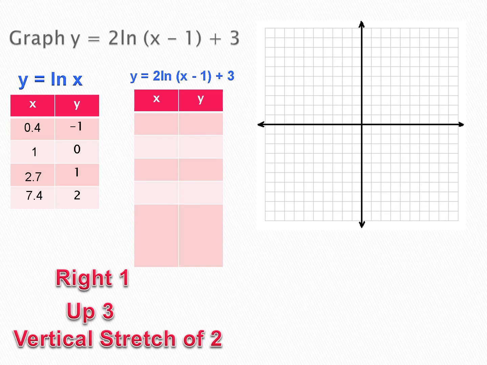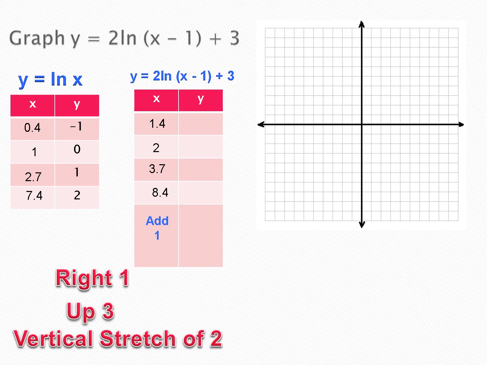Now we're going to do the transformation equation. So to go from old x's to new x's, I have to add 1, because remember, it's opposite day when it comes to the x's. So I'm going to add 1. So 0.4 plus 1, 1.4. 1 plus 1, 2. 2.7, 3.7. 7.4, 8.4.